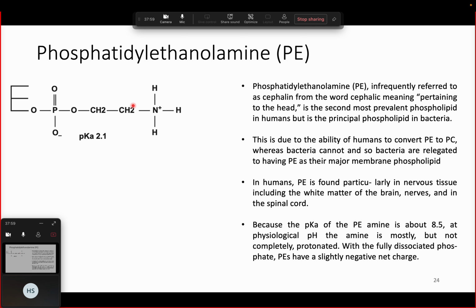Okay. In humans, PE is found particularly in nervous tissue, including the white matter of the brain, nerves, and in the spinal cord. Because the pKa of the PE amine is about 8.5 at physiological pH, the amine is mostly but not completely protonated, okay, with the fully dissociated phosphate. PE has a slightly negative net charge, okay.